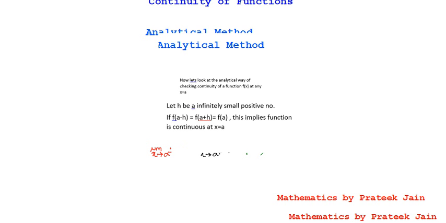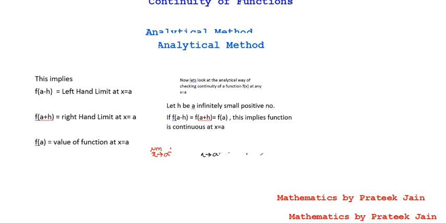What is implied by f of a minus h, f of a plus h and f of a? F of a minus h is nothing but the left hand limit at x equals a. F of a plus h implies the right hand limit at x equals a. And f of a implies the value of the function at x equals a.